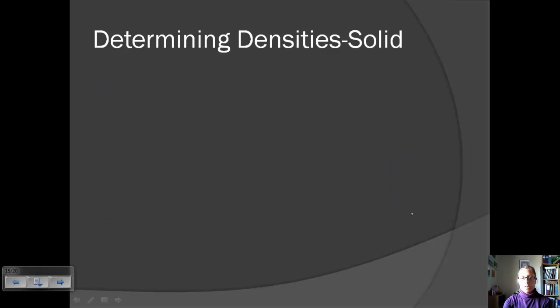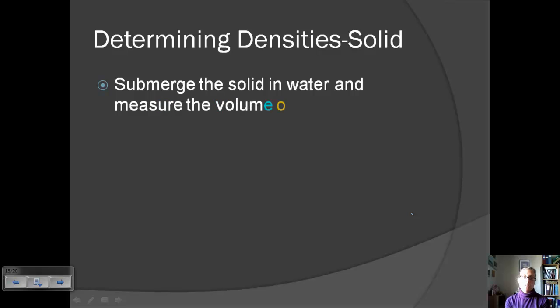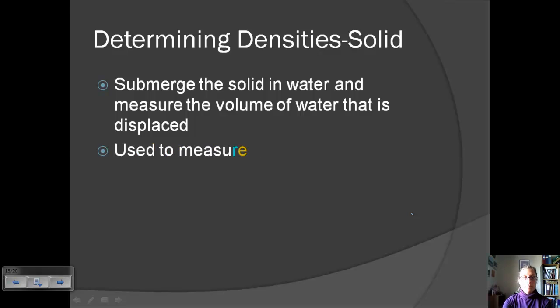Okay, now let's talk about how to determine the density of a solid. There are lots of different types of solids out there, and so one of the easiest ways to determine density of a solid is by volume displacement. And so we submerge the solid in water, or any liquid really, and measure the volume of water that gets displaced by the solid. That'll give us the volume. It's pretty easy to determine the mass of a solid, and then we can put those together to get density.